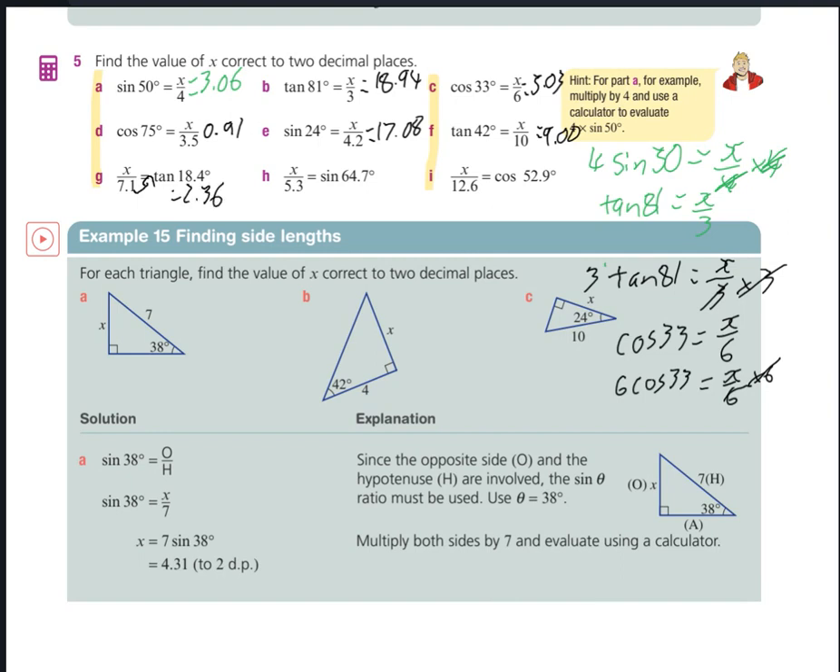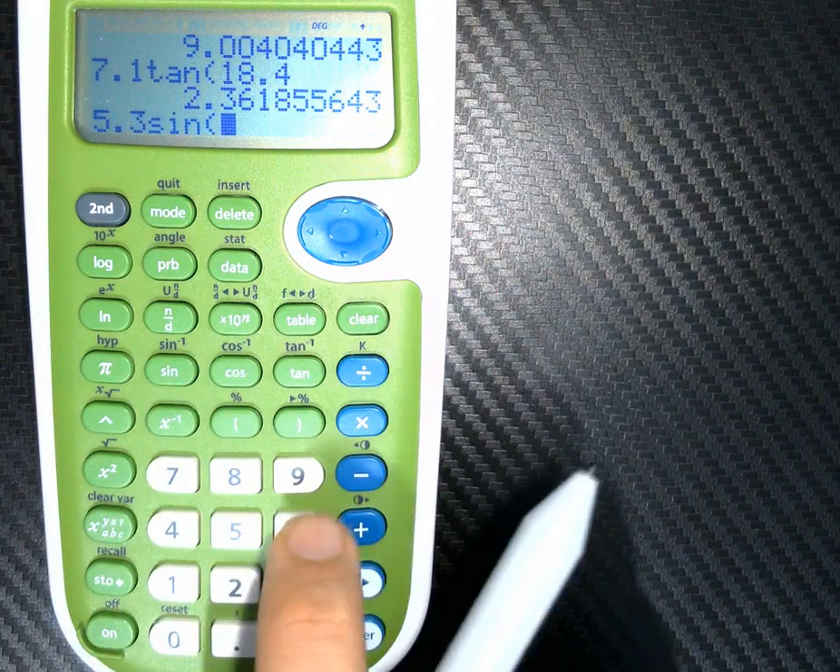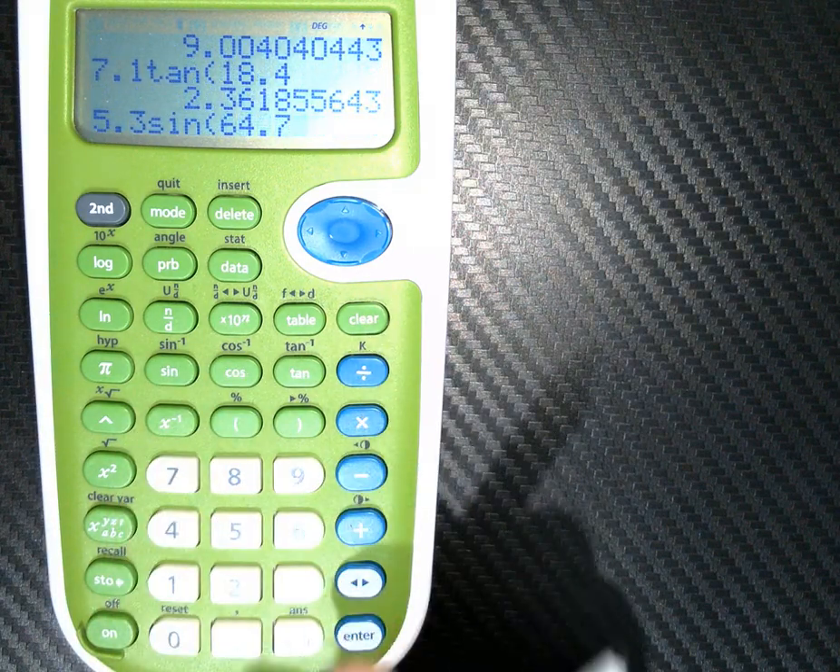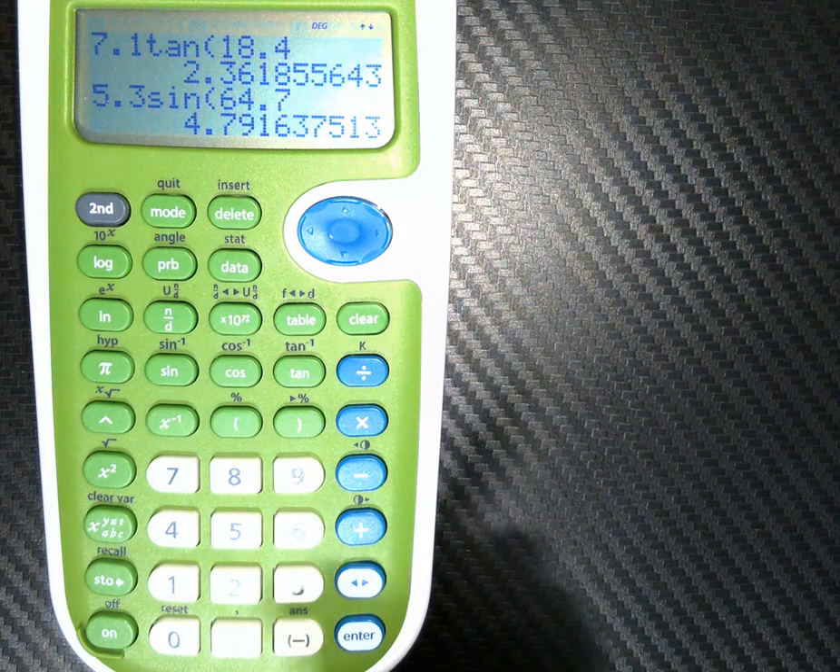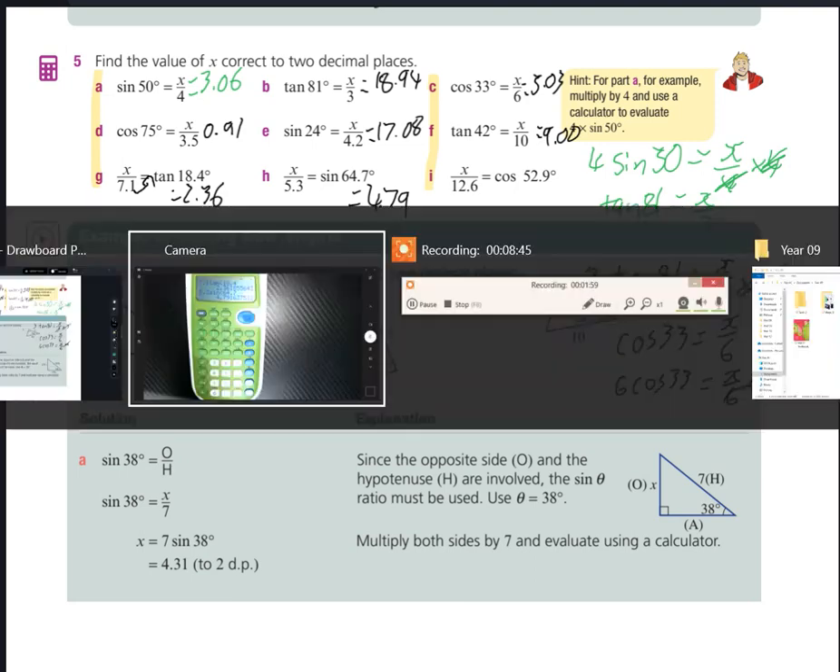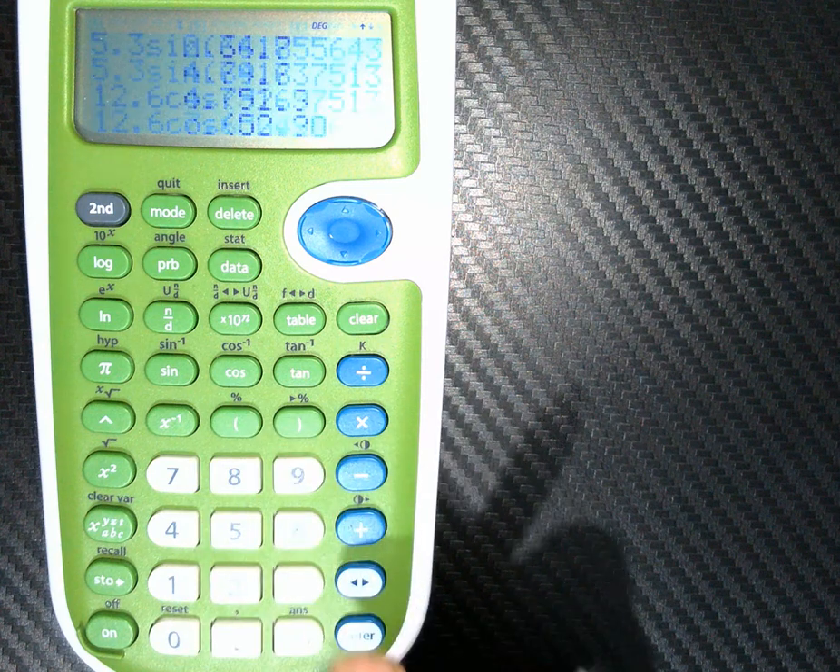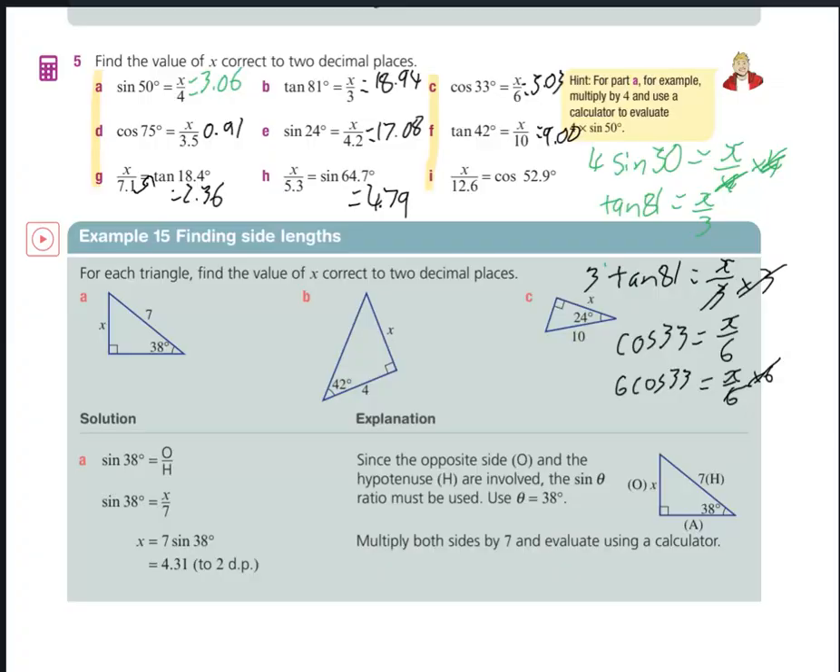2.36. Next one, 5.3 comes up the front here. 5.3 sine 64.7 is 4.79. And the last one will be 12.6 cos 52.9, which is 7.60.